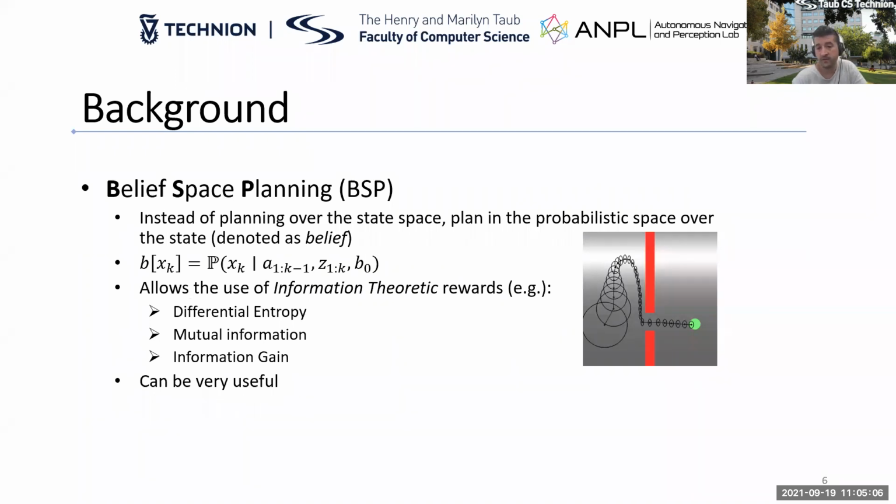Now, since we don't have access to the state, we instead plan over the probabilistic space in which the belief resides. An important property is that now, using the belief, we can account for information-theoretic rewards, such as its differential entropy and more. These rewards can be useful when a planning task has no predefined goal. Many examples exist, such as search and rescue missions, and mapping of dangerous locations like collapsed caves or underwater wreckage.